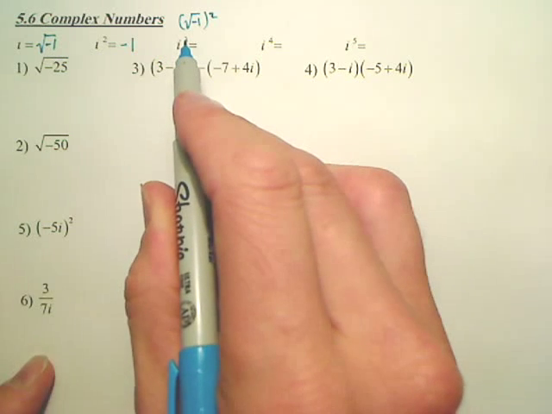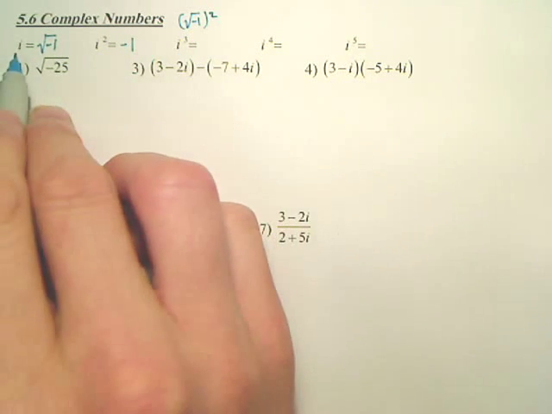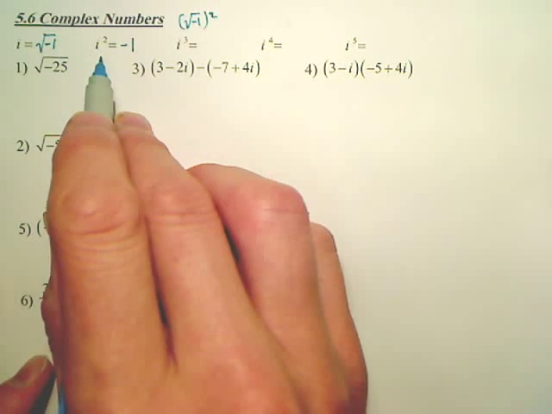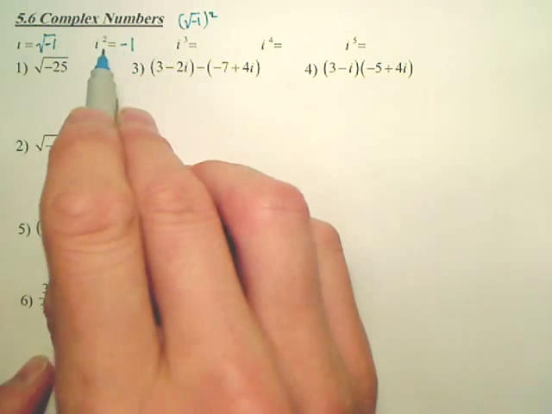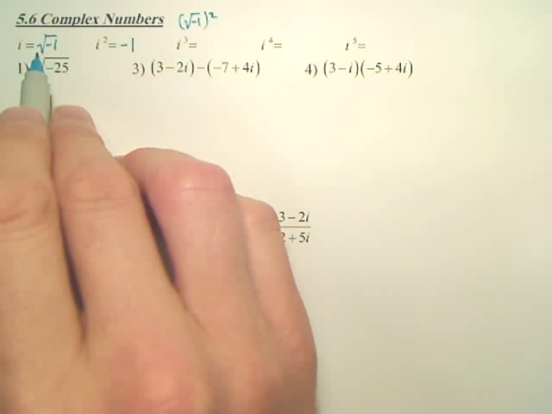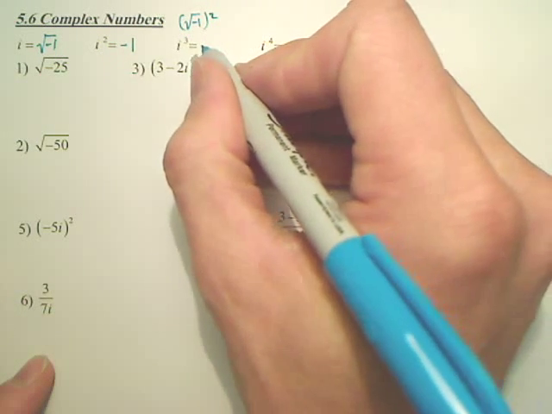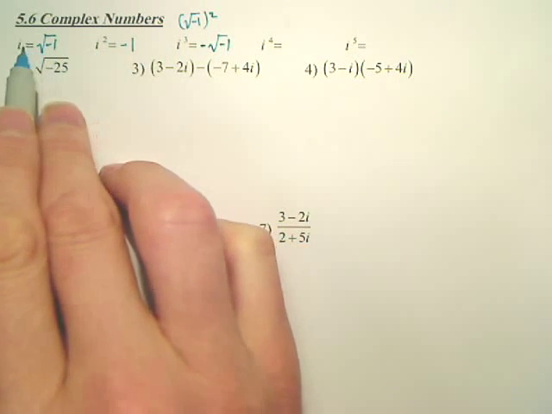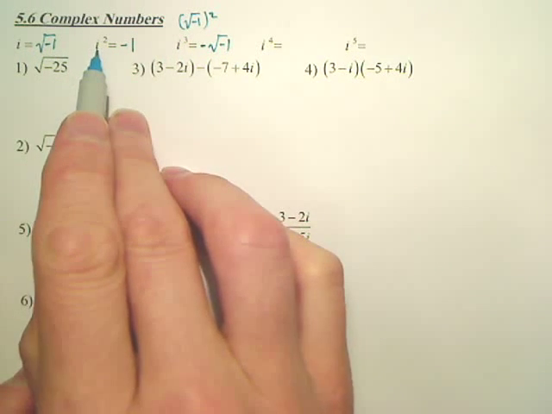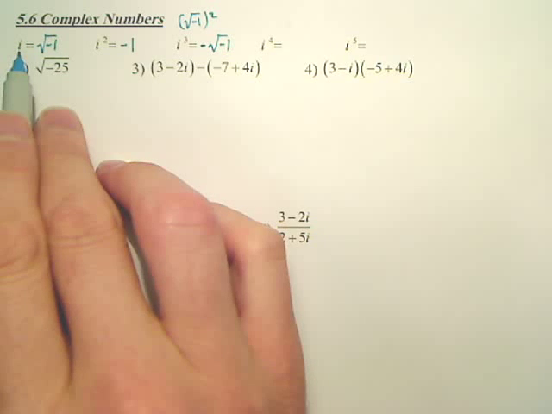Okay, what do you think i to the third would be? Well, isn't that just i times i squared? So what's -1 times the square root of -1? It would be negative square root of -1. i to the third is i times i squared, because isn't i to the first?